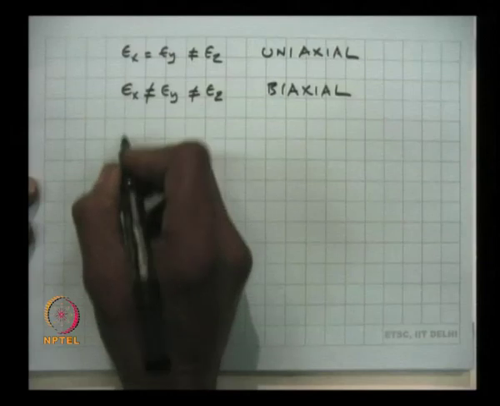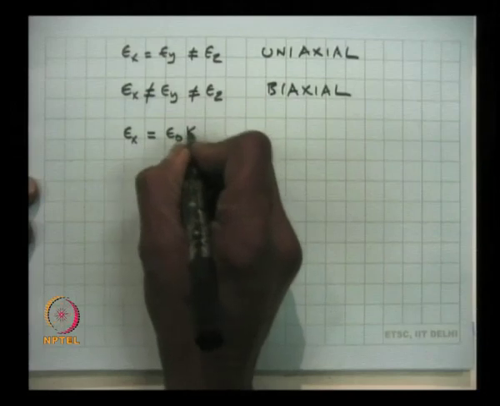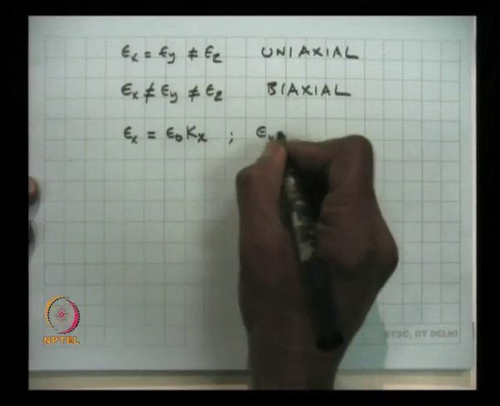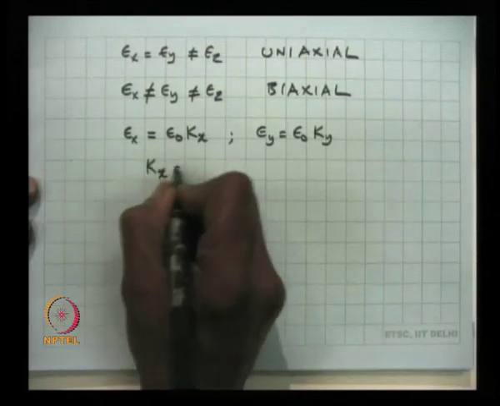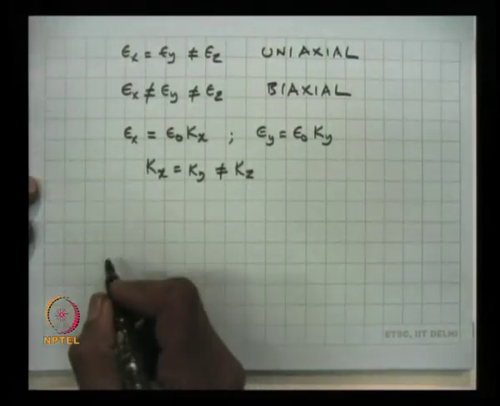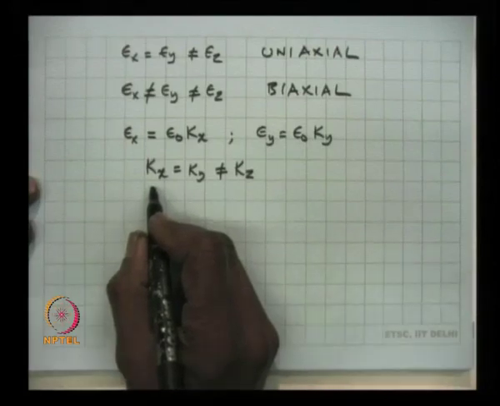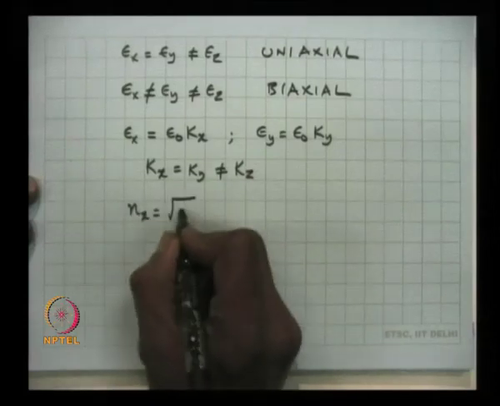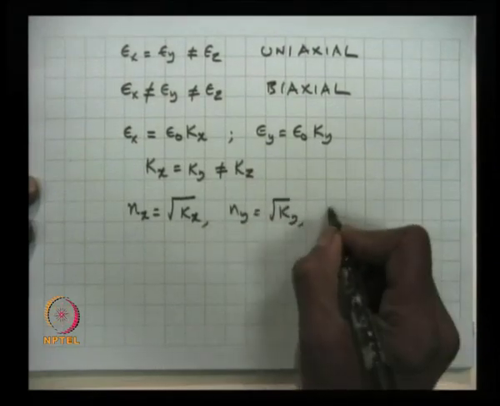Now, in uniaxial, epsilon x is equal to epsilon 0 k x, and because epsilon y is defined as epsilon 0 k y, in uniaxial media k x is equal to k y is not equal to k z, and because the dielectric constant is square of refractive index, we define the three principal refractive indices as we defined earlier. n x is equal to square root of k x, n y is equal to square root of k y, and n z is equal to square root of k z.